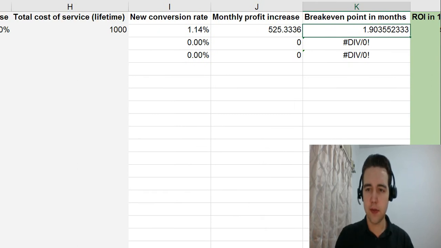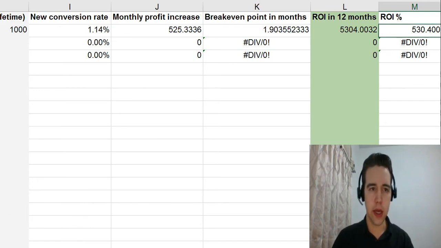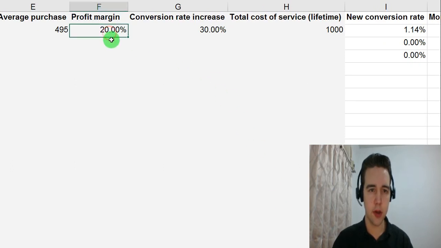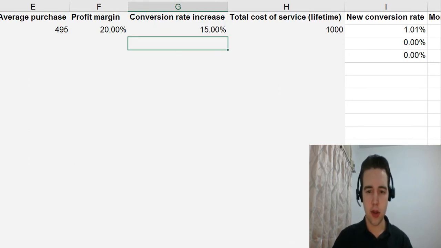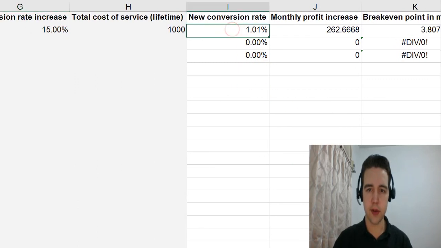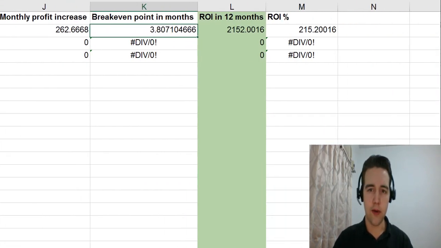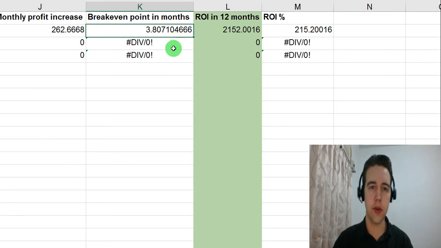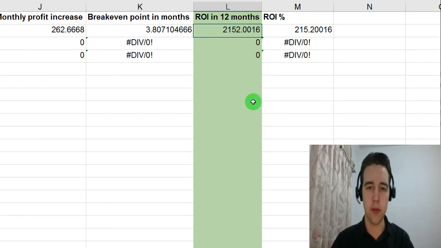The return on investment for this investment in 12 months would be $5,300 with these numbers. And yeah, that is a return on investment of 530%. Now, once we have this, we can play around with the numbers. So let's say we're only able to increase the conversion rate by 15%, then our new conversion rate will be just over 1. Our monthly profit increase will go down. We will have a lot longer break-even point time, so double, and we will only make $2,000 in 12 months.